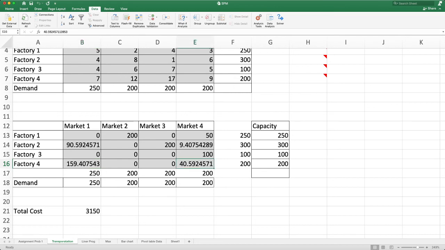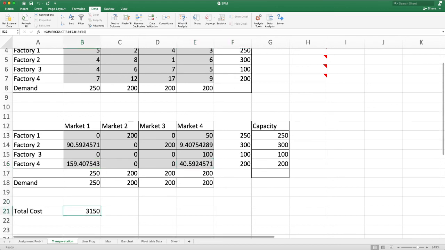Here you can see the minimal total cost, because if factory 1 is serving market 1, then there is no demand. The highest demand for factory 1 is market 2 and market 4 respectively. So this is the total optimal cost we can identify, and we can send the product from different factories to different markets. Thank you.